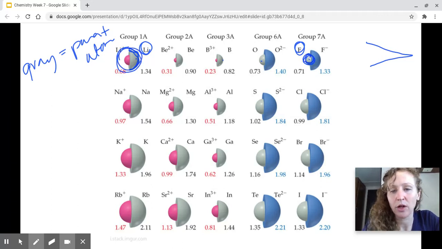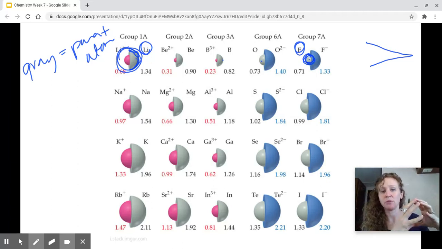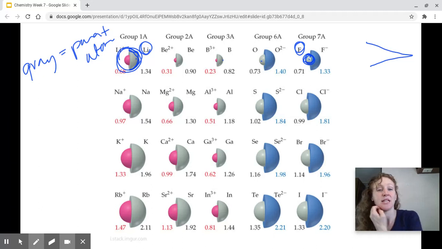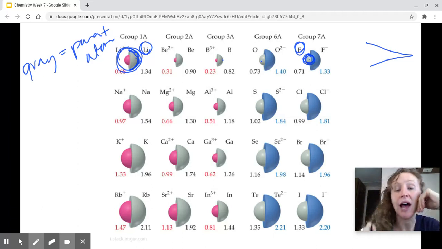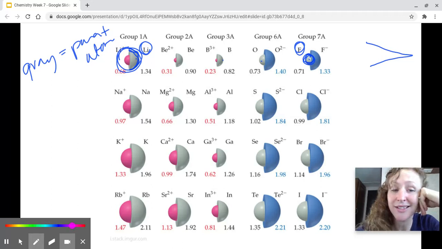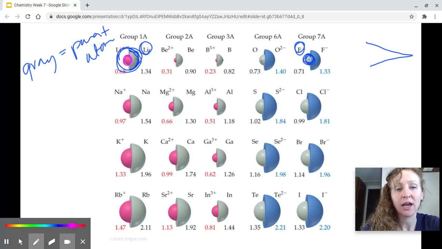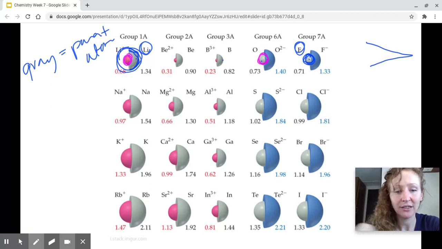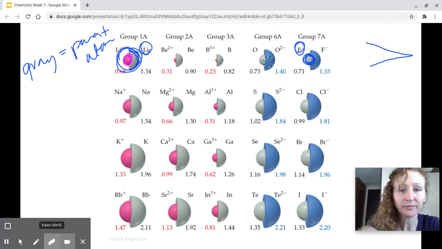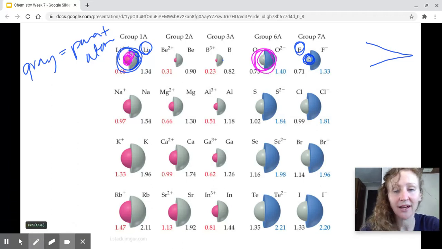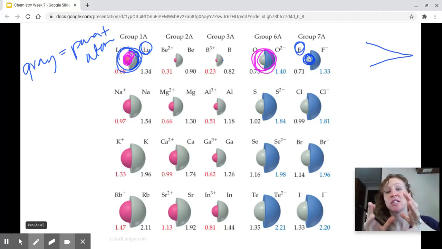Starts big, ends small because of increasing nuclear charge. Our parent atoms are going to start big and end small. That's our atomic radius trend. If you look at the ions, on the other hand, the ions don't follow this trend. Notice that lithium's ion is about here. Well, oxygen's ion, oops, that's not the ion, that's the parent atom. Oxygen's ion is actually huge compared to lithium's ion. And that's because oxygen is filling their valence shell with electrons. Lithium's getting rid of it completely.